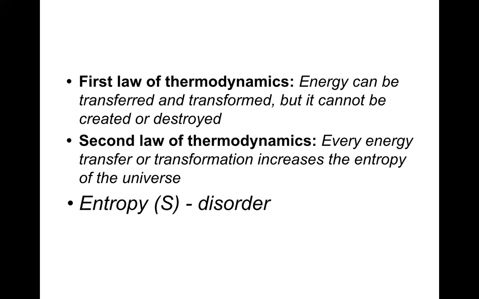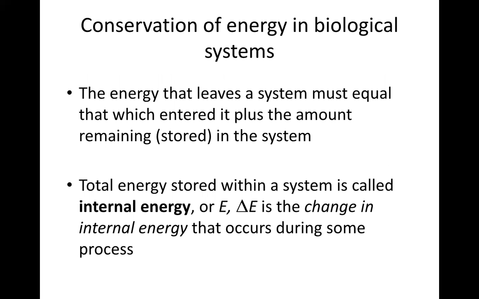So let's review the first law of thermodynamics. Energy can be transferred and transformed, but it cannot be created or destroyed. So the energy that leaves a system must equal the one that entered plus the amount that remains. So the equation has to be balanced because energy cannot be destroyed or created. So however much energy I consume, some of it will remain in me, the rest of it must leave my system. And it all has to add up.